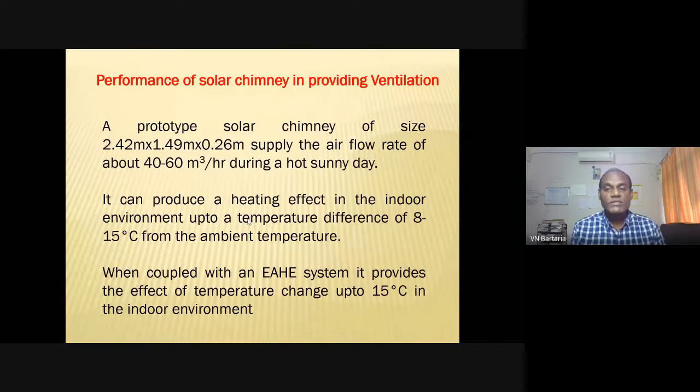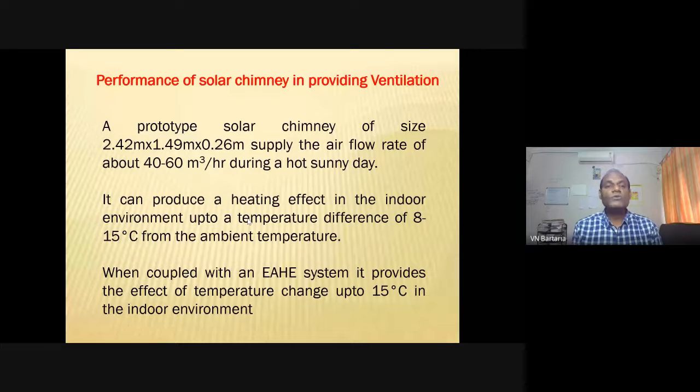where heat can be stored, supplied, and rejected without appreciable change in the soil. So we can reject any amount of heat into the soil if we require cooling of the air, and we can also get heat from the soil if we require a heating effect. So the solar chimney, along with the earth air heat exchanger system, may be used passively to get heating, cooling, and ventilation effects.